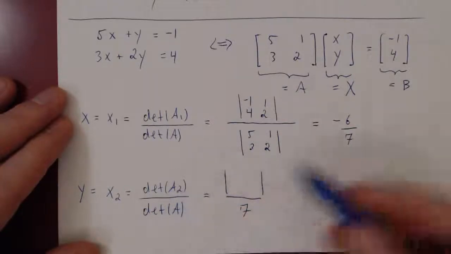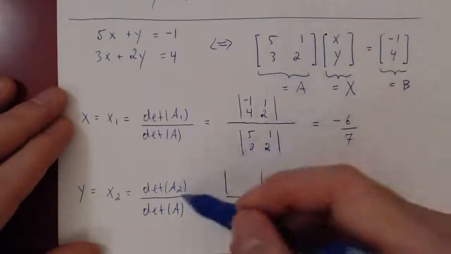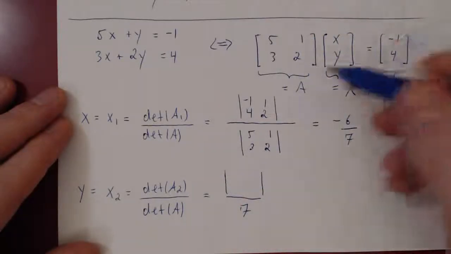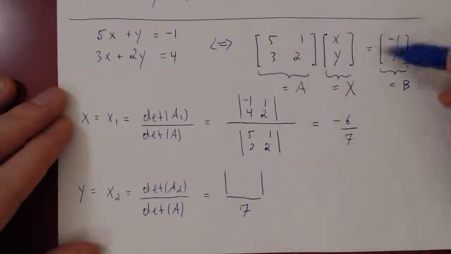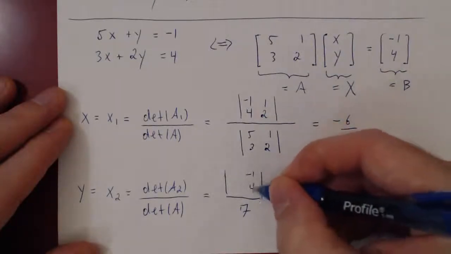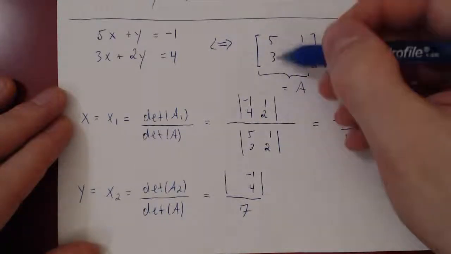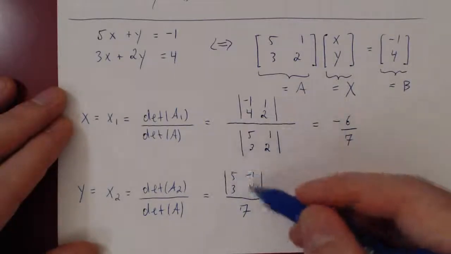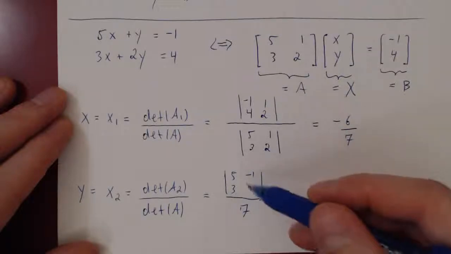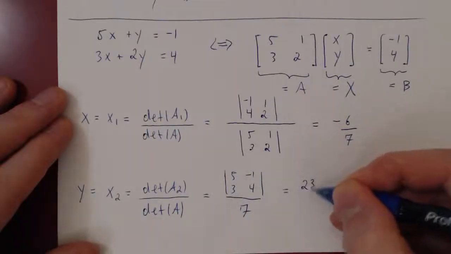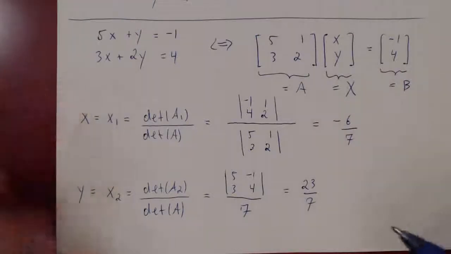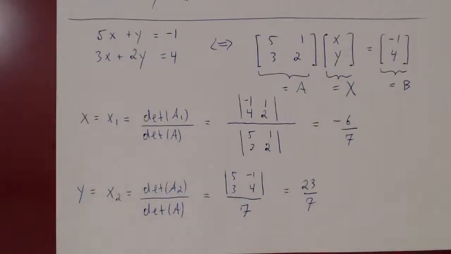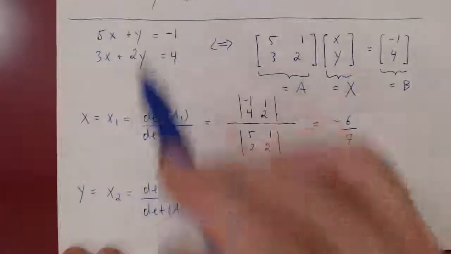Well, how do we obtain A2? We take the matrix A and replace its second column by, once again, B. So the column 1, 2 is now replaced by -1, 4. And everything else stays the same, so the first column 5, 3 stays 5, 3. 2 by 2 determinant, so ad minus bc: 20 minus -3, 20 plus 3 is 23 over 7. And there you have it. y is 23 over 7, x is -6 over 7. We now have found the unique solution to the linear system.